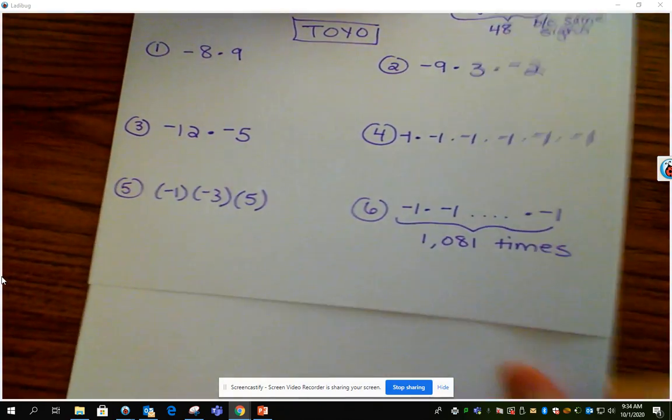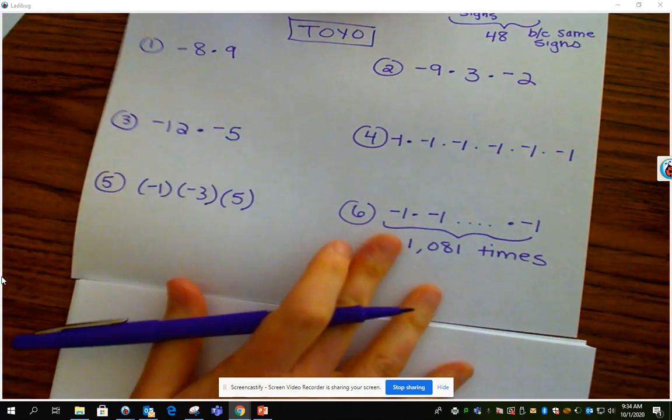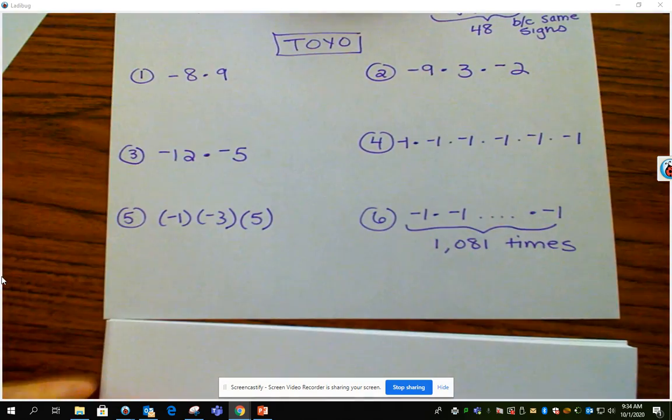Let me give you two more so I can get my paper settled. All right, this is all crooked now. Give me a sec. There we go.